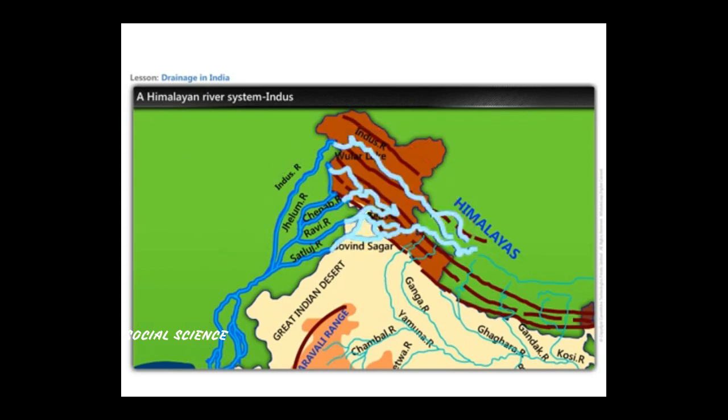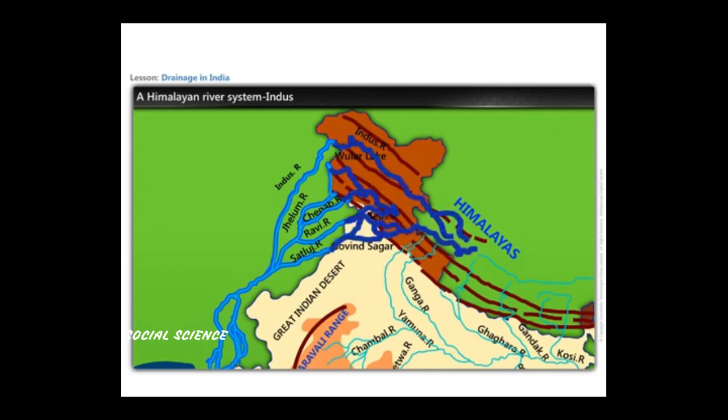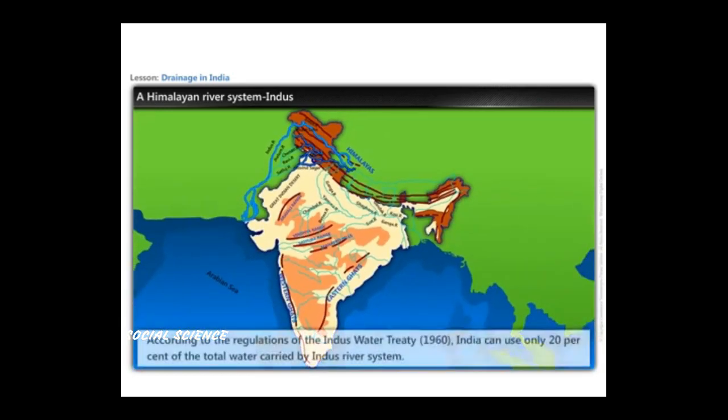A little more than one-third of the Indus Basin is located in India in the states of Jammu and Kashmir, Himachal Pradesh, and the Punjab, and the rest lies in Pakistan. Do you know that according to the regulations of the Indus Water Treaty 1960, India can use only 20% of the total water carried by the Indus River system?